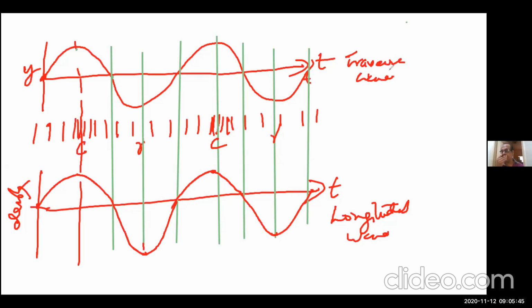I told you very clearly, here displacement you can directly mark in transverse wave. Displacement of the particle is perpendicular. But in longitudinal wave, the particle is displacing in the same direction. So that we cannot show in the y-axis. So density variation will come, that we are showing in the y-axis.